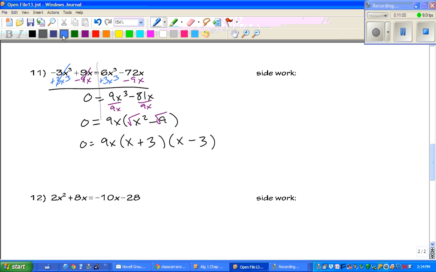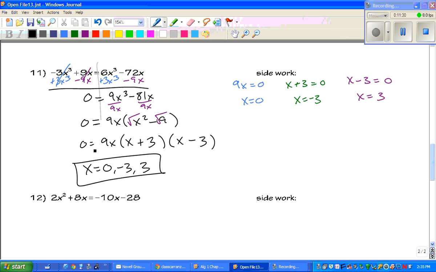So now our side work, we set everything with a variable equal to 0. Okay? We get x equals 0, x equals negative 3, and x equals positive 3. And there's our answer.